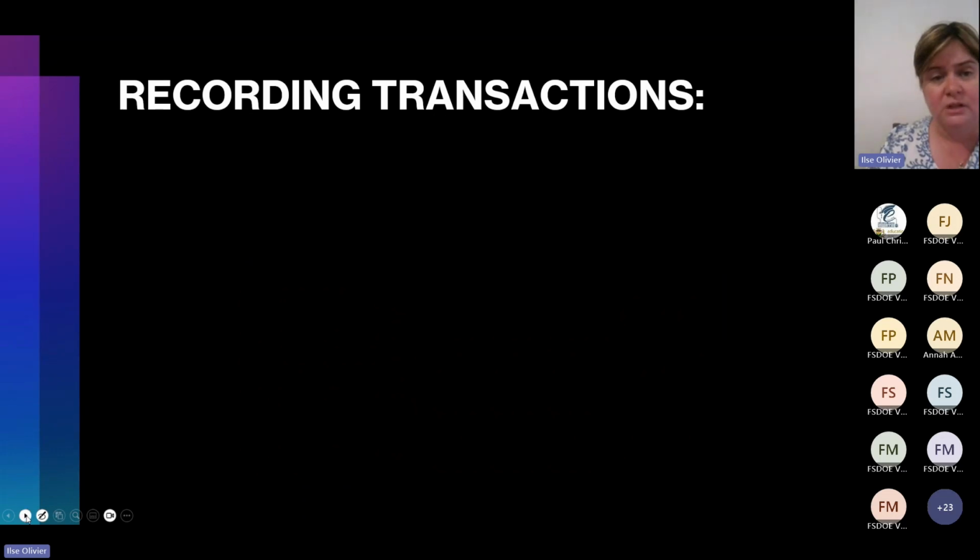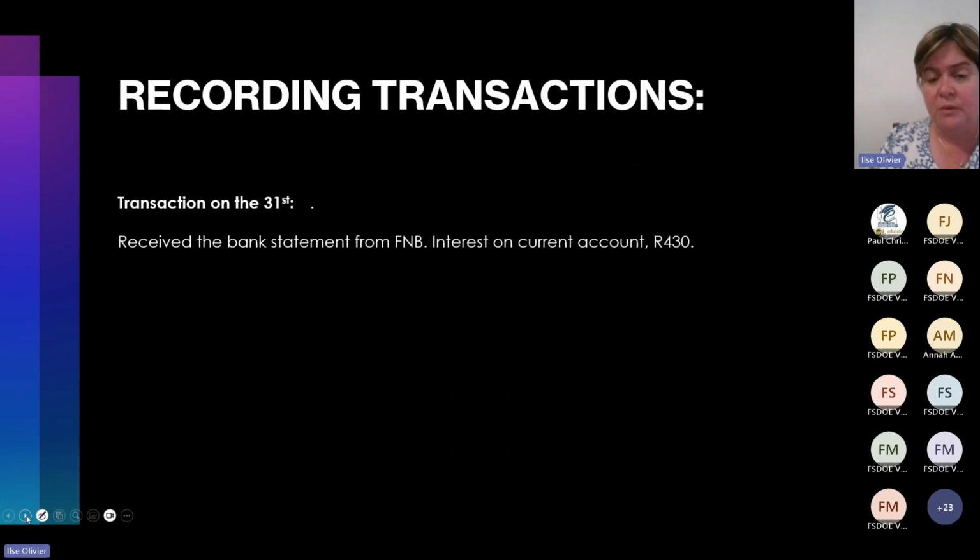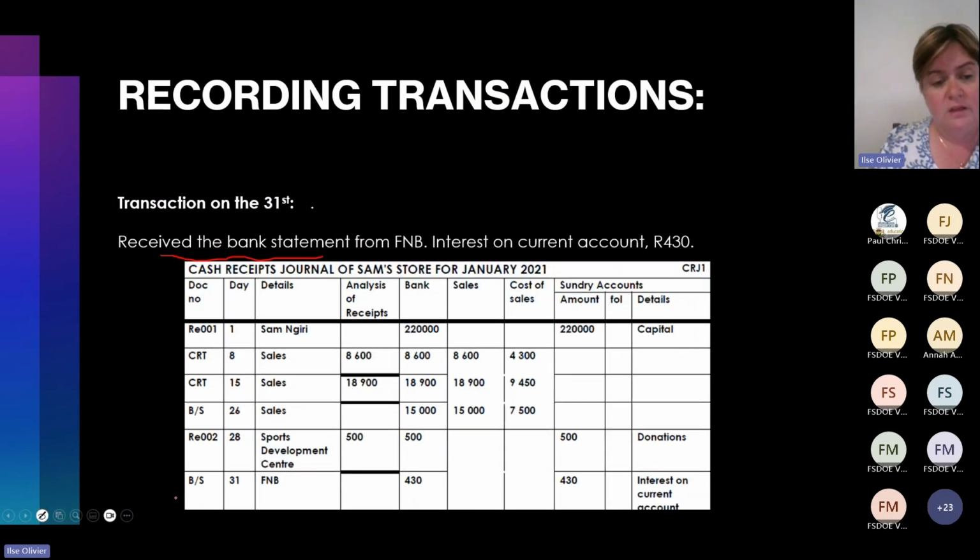The last transaction was on the 31st. Receive the bank statement from FNB, interest on the current account. So what did we receive? A bank statement. Did we receive it at the business? No, we only saw it on the bank statement. That is why our document is a bank statement on the 31st, and we received it from FNB. Bank statement implies a direct deposit, so nothing in analysis of receipts. 430 Rand in bank and 430 Rand in our sundry accounts for interest on current account.